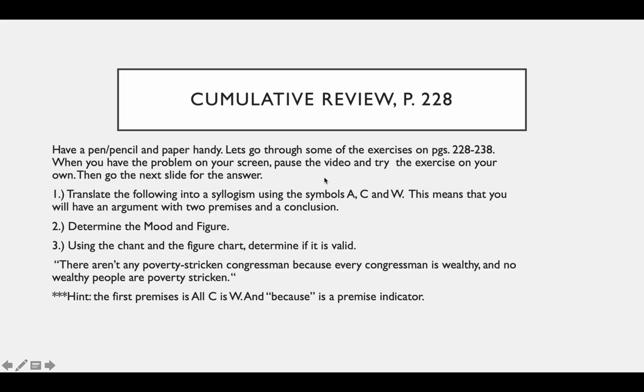Okay, so this is in place of homework in a Google Doc. I want you guys to have a pen or pencil and a paper handy. And there are some exercises on page 228 to 238. I pulled a few of them out here. I want you to try them. Look at what I have written here and pause the screen. And then when you have done this, I want you to start the video again and look at the next slide, and the answer is there. So go ahead and pause the screen and come back when you're ready.